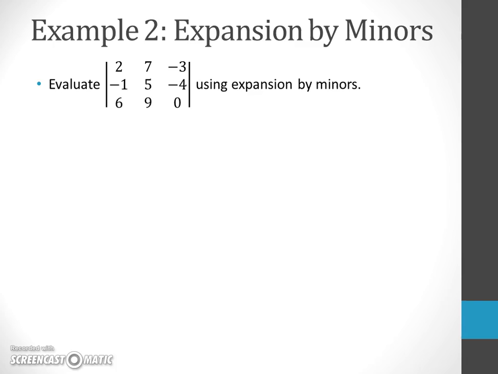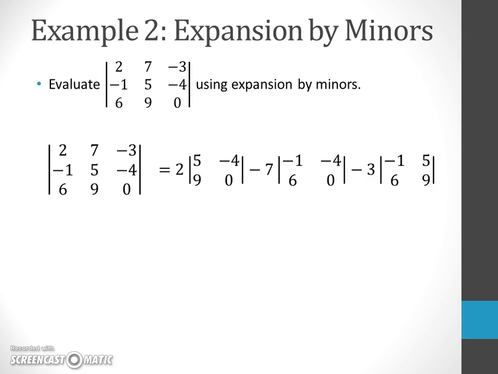So let's look at expansion by minors here. We want to find the determinant of this 3x3. So we're going to decide which row of elements to use for the expansion. For this example, we will use the first row. So the first row, that's our A, B, or C. So we're going to do 2 times the determinant 5, -4, 9, 0. Then we're going to do -7 times our determinant of -1, -4, 6, 0. And then plus a -3 times the determinant of -1, 5, 6, 9. So that's our expansion by minors.